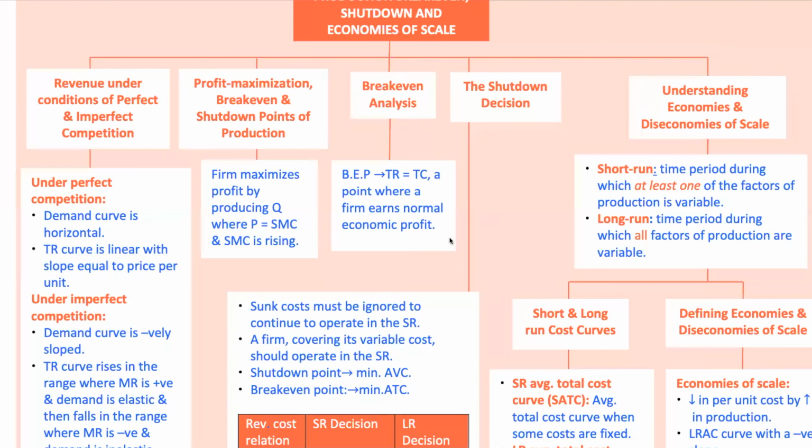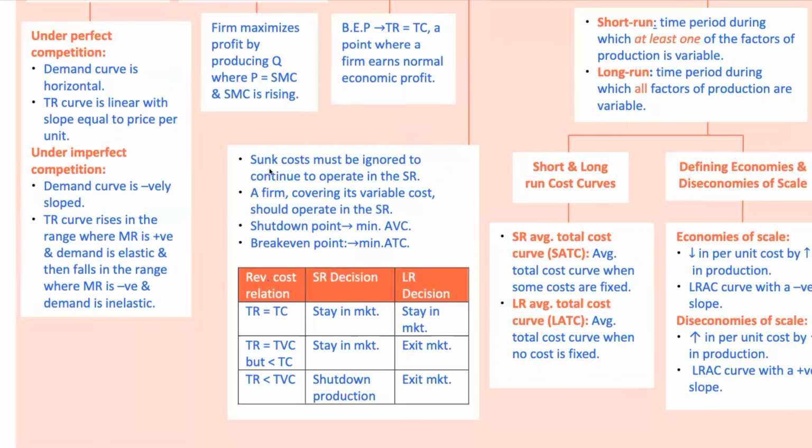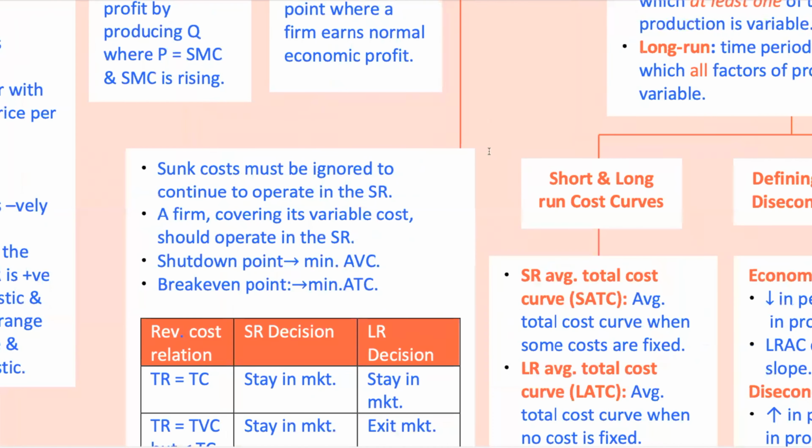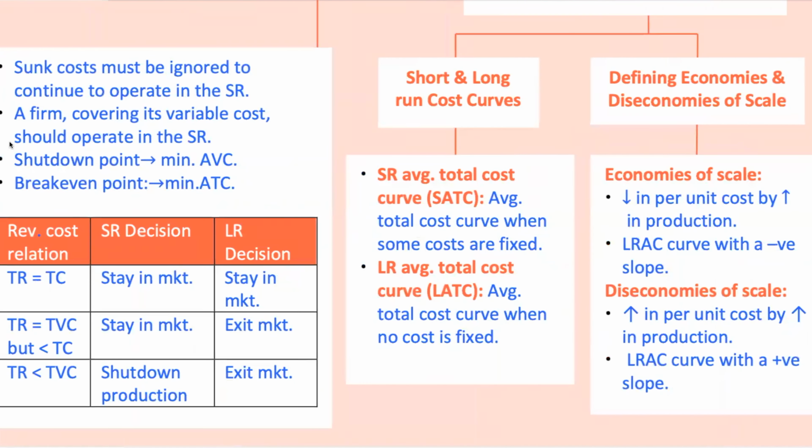Understanding economies and diseconomies of scale is crucial for analyzing long-term cost structures and competitive strategies. Economies of scale occur when increasing production lowers the average cost per unit. This can result from factors such as bulk purchasing of inputs, more efficient use of production technology, and specialization of labor. For example, a large bakery can buy ingredients in bulk at a discount, reducing the average cost per cake.